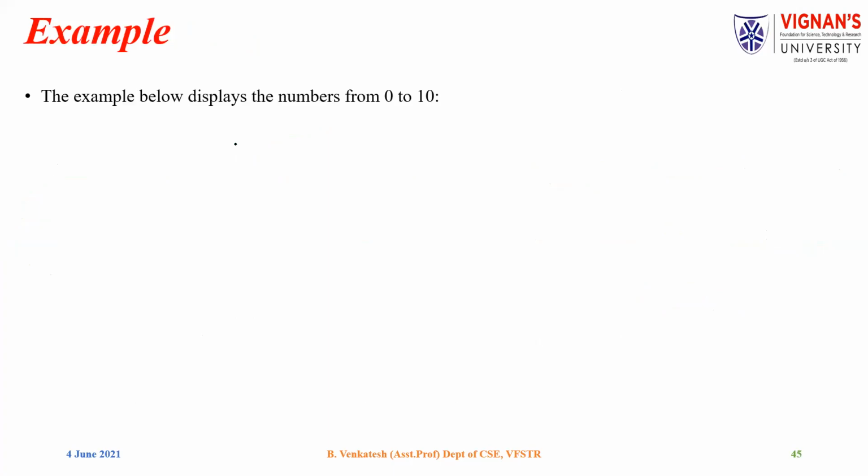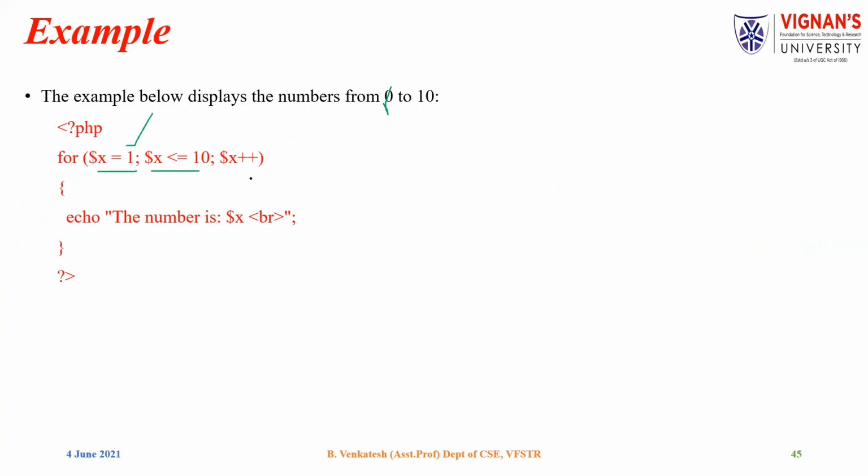So the example is, we are going to display from 1 to 10, okay, not 0 to 10. We are declaring a variable x with the value 1, and the condition is x less than or equal to 10, with x incrementing. So when x equal to 1, the number 1 is printed.